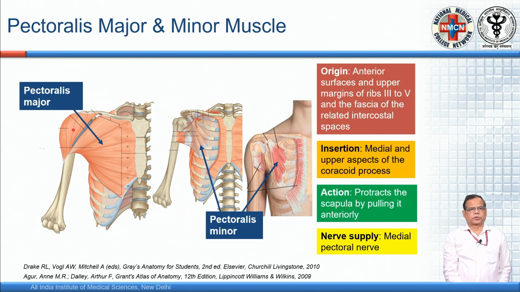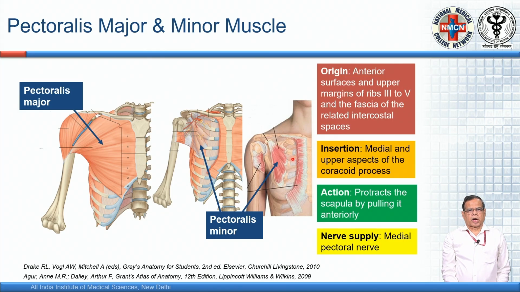Pectoralis minor. Deep to the pectoralis major is the pectoralis minor muscle. It is a small triangular muscle which takes origin from the anterior surface of the third, fourth and fifth rib. It takes origin from the upper margin also of these ribs and also the fascia covering the intercostal muscles in between these ribs. It is inserted onto the upper aspect of the coracoid process which extends up to the coracoclavicular ligament. What is the action of the pectoralis minor muscle?